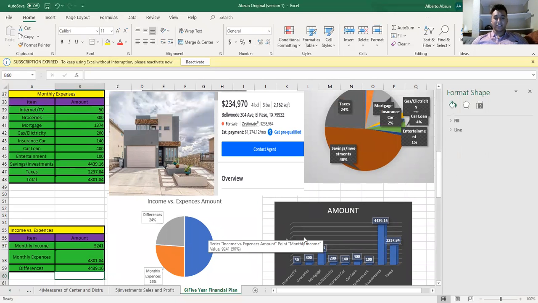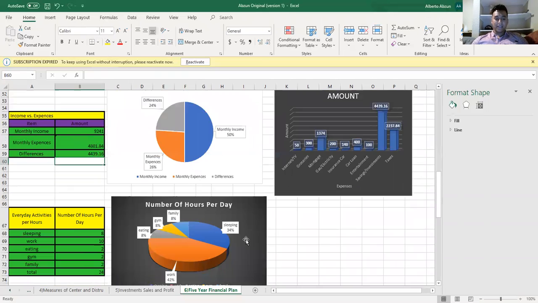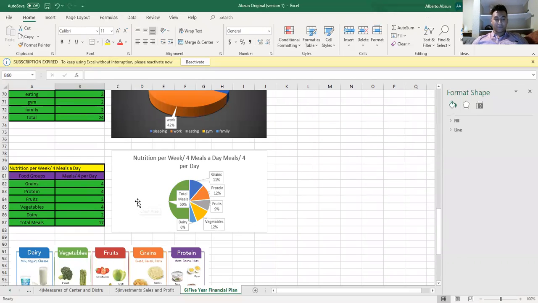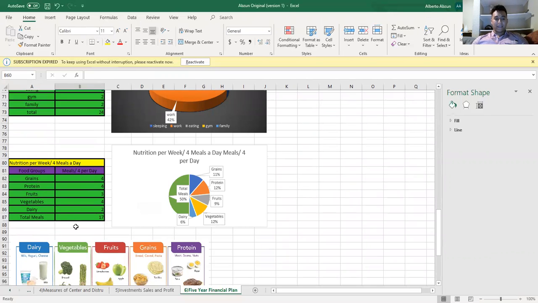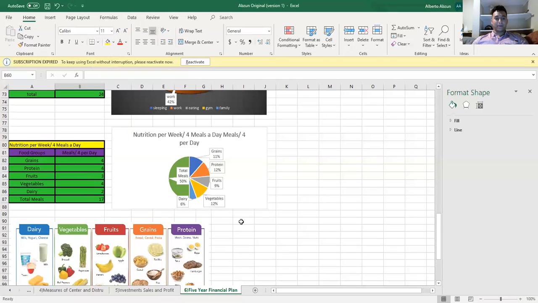I made a pie chart and a bar chart too, and I showed data labels here so you can see the amount and what expenses I'm doing, as well as I did a little time management here to set up my hours of sleep, work, eating, gym, family, and I totaled them to 24 hours because there's 24 hours in a day. Nutrition per week, 4 meals a day, and these are the different categories here that I have: my dairy, vegetable, fruits, grains and proteins, and I set up that pie chart too to show those data labels.